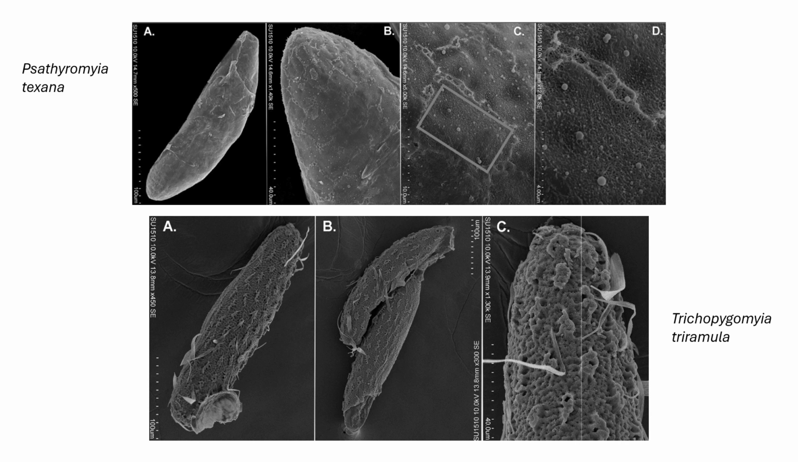With Sathromia texana, you can see that the chorion has several ridges on its outer layer, which you can see zoomed in on figure D right here. And right below it, we have Trichopygomia triremula, and these have a sort of volcano pattern to them, where they have these very large bumps, and this can actually be used to help identify the species which these eggs belong to.